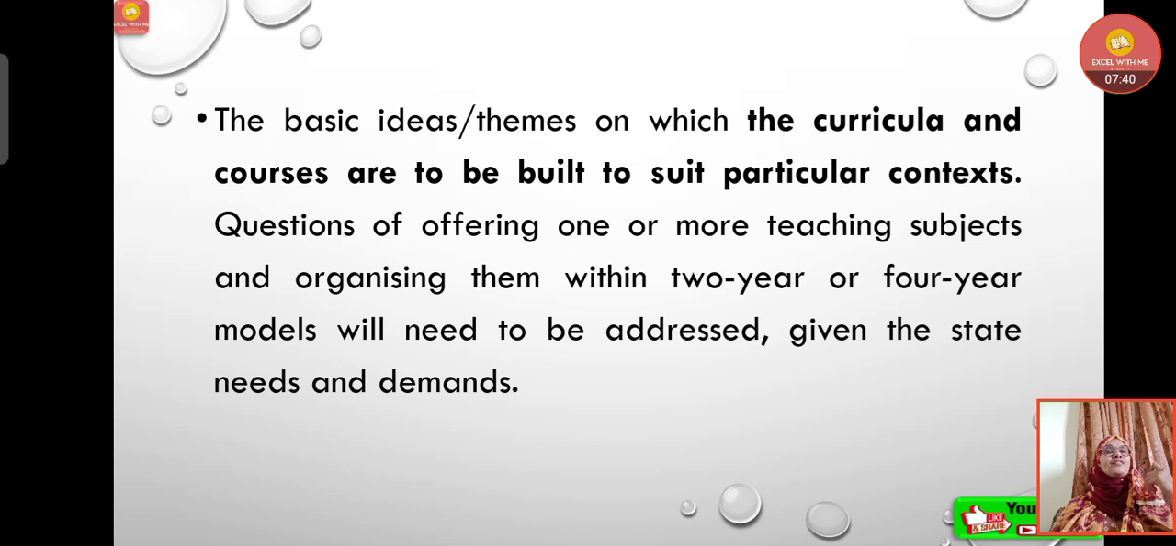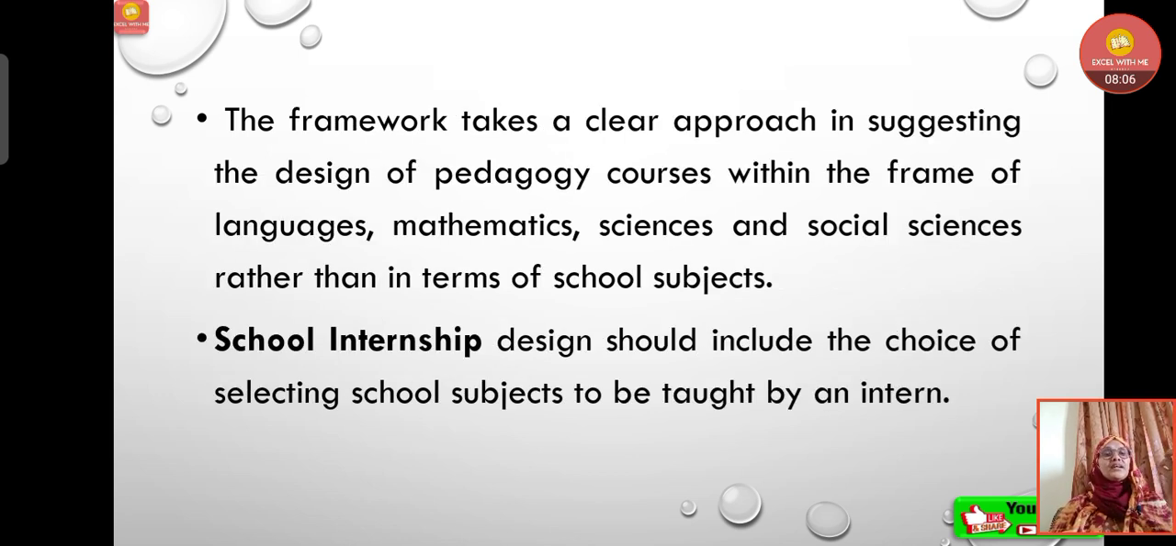That is, questions of offering one or more teaching subjects. Like in B.Ed, they can take two subject areas which they have interest in. Maybe social sciences and English, maybe science and English, mathematics and English, or physics and bio, maths and physics. Like that, anything they can take, whether of the 2-year or 4-year models, they can take any one. Whatever needs and demands are there, they have to fulfill. The framework takes a clear approach in suggesting the design of pedagogy courses within the frame of languages, mathematics, sciences and social sciences rather than in terms of school subjects.